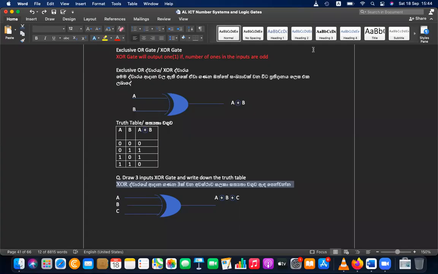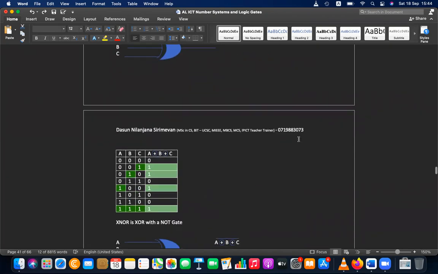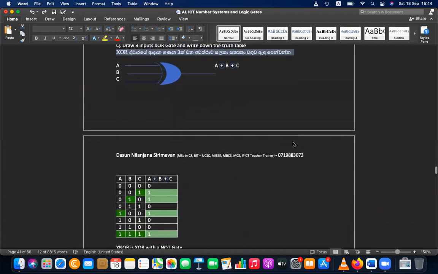Right, let's see your answers and check whether your answer is matching with this. If not, please let me know. So then I can explain again and help you understand the concept of XOR gate. This is simple. Here, see. So this is what I have explained.